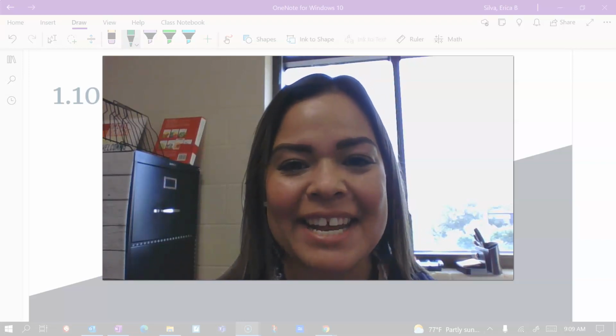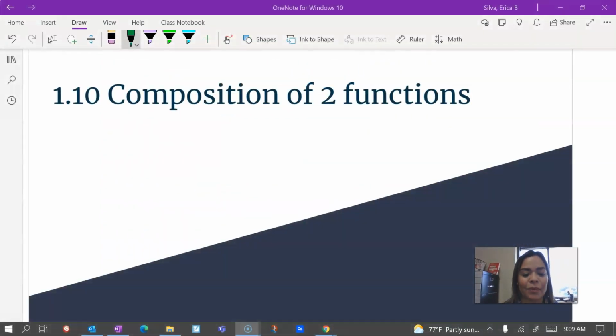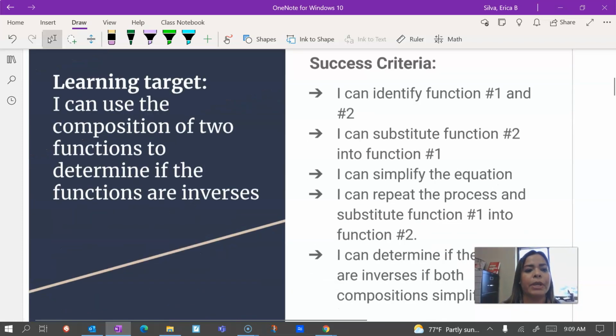It's lesson 10, which is the last lesson of this unit. We're going to be looking at composition of two functions. Now, the reason we do this is because we've been talking about inverses. We were able to graph them in 1.8 and we were able to write them in 1.9. Now we're going to be using composition to determine, given two functions, if they are inverses of each other. Let's go ahead and get started.